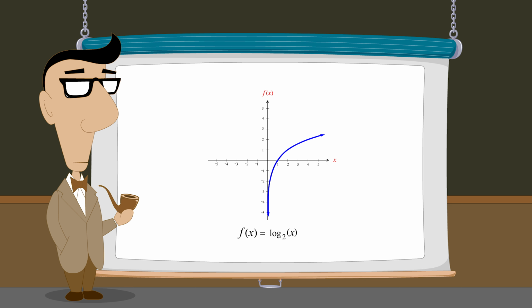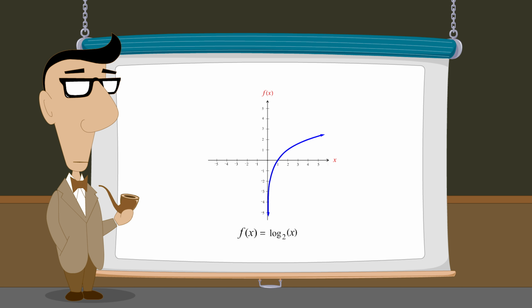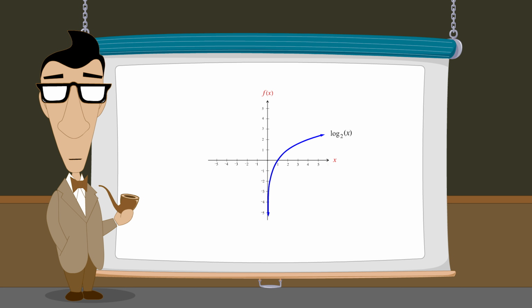Earlier in this lecture, we said that logarithmic functions are the inverse of exponential functions. This is true whenever both functions have the same base value. For example, the function log base 2 of x is the inverse of the exponential function with the same base value 2.